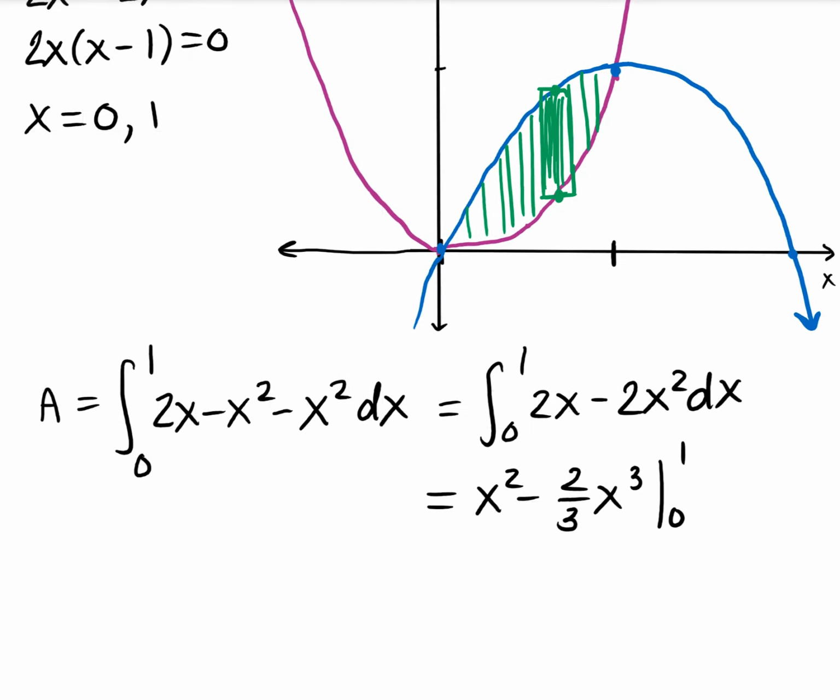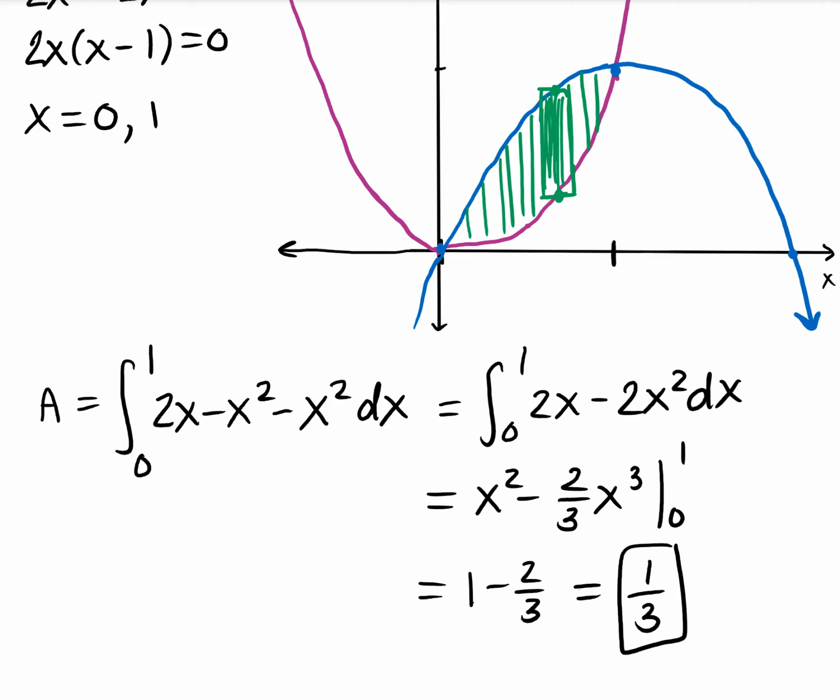All right, if I put in 1, I get 1 minus 2/3. If I put in 0, it looks to me like I get 0, so 1 minus 2/3 is 1/3, and I think we have the right area there. So I hope that makes sense. I hope you can see where that kind of comes from and how we can draw that picture.